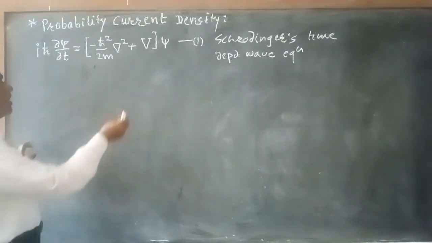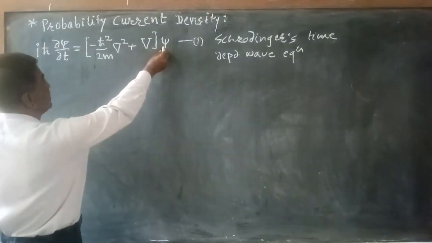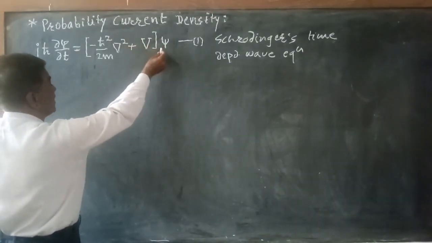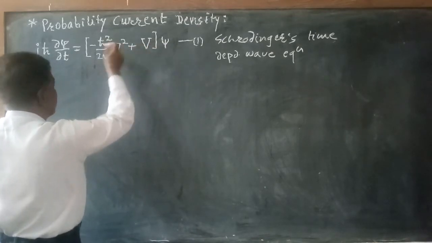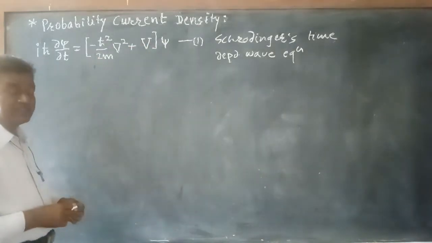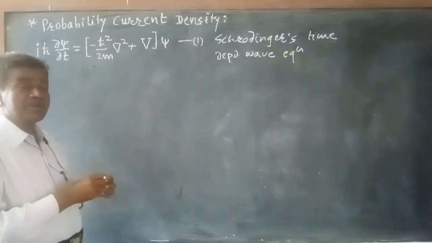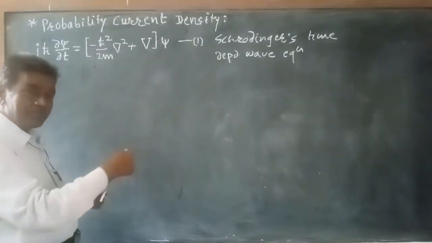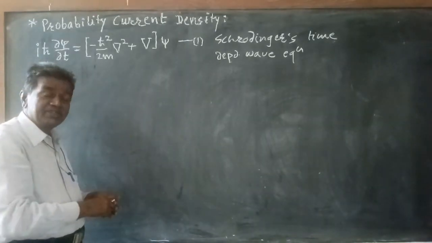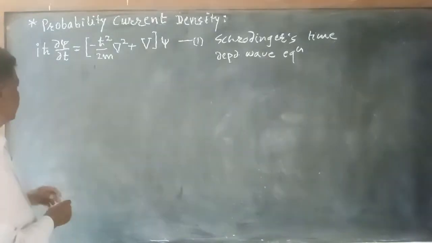Now introduce this psi into this bracket. Since it is at the right side, we will put it at the right side. In quantum mechanics, if a quantity is multiplied from the left, we have to place it at the left side. If it is multiplied from the right, it is placed at the right side.